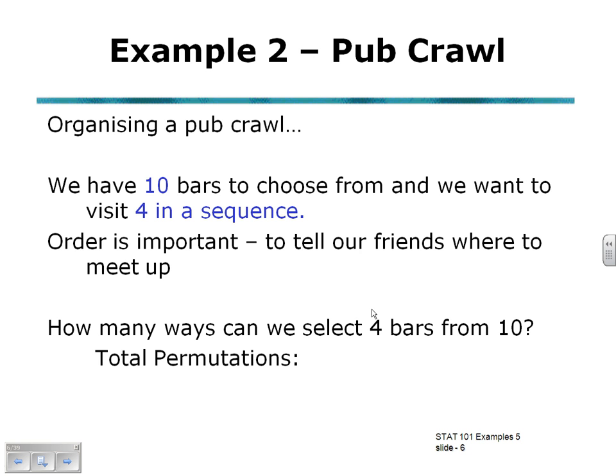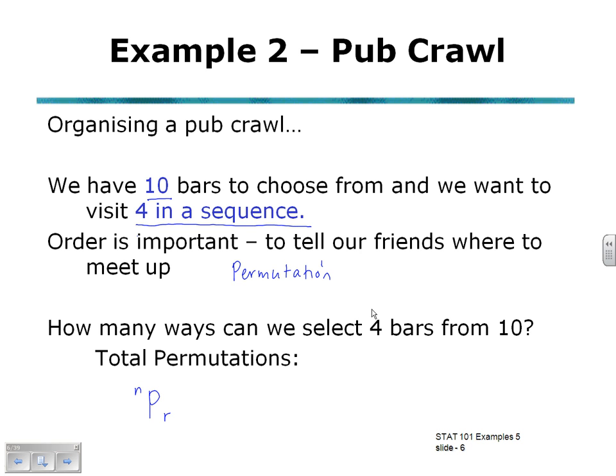Example 2, organising a pub crawl. We have 10 bars to choose from and we want to visit 4 in a sequence. This time order is important to tell our friends where to meet up. We don't want them turning up at the wrong pub at the wrong time, so order is important. This time it's a permutations question. How many ways can we select 4 bars from the possible 10? How many total permutations have we got to select 4 from a possible 10?